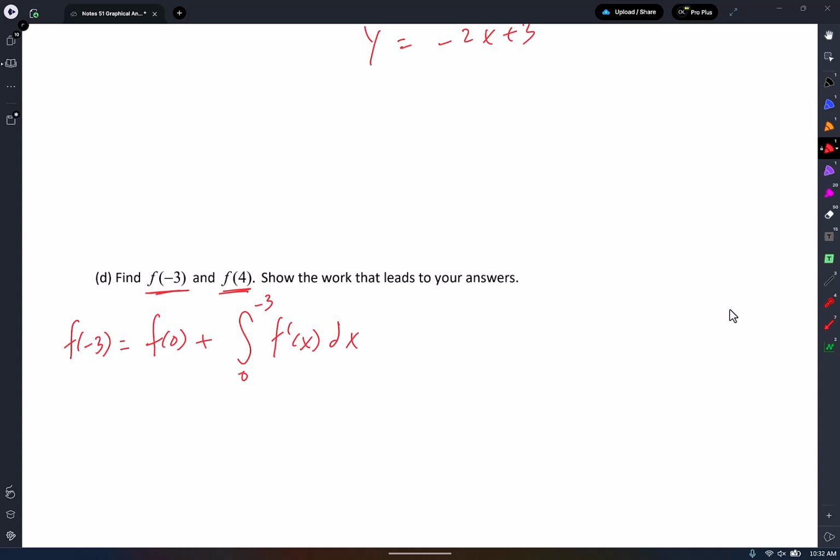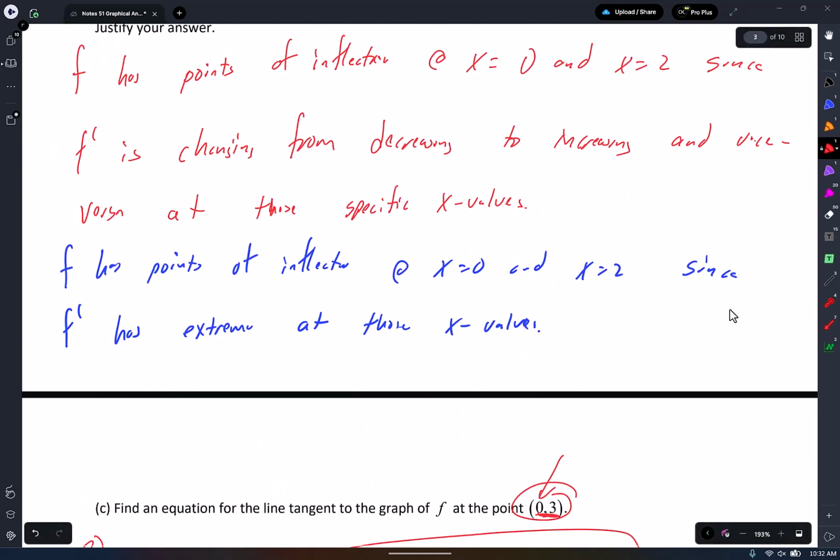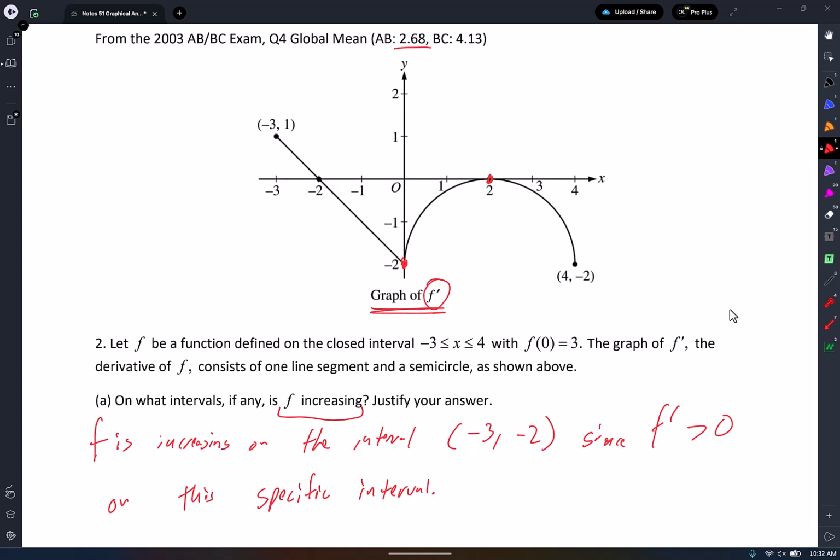And how do you know it's the initial? Well, this is the only one that they gave me right here, at the point 0, 3. I think it's also embedded in the problem right there. f of 0 equals 3.